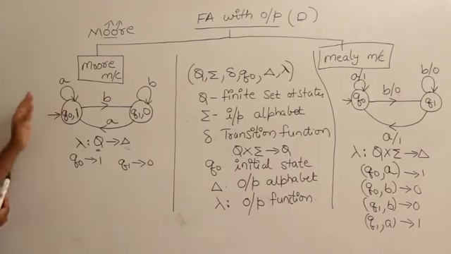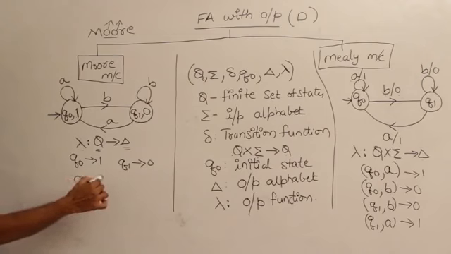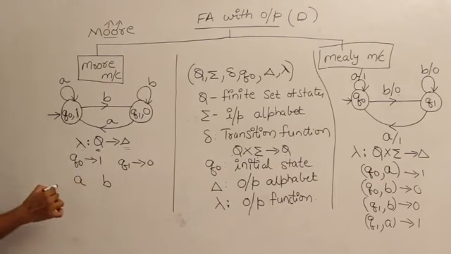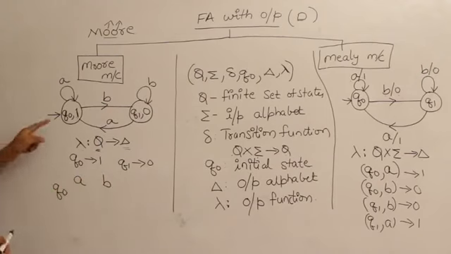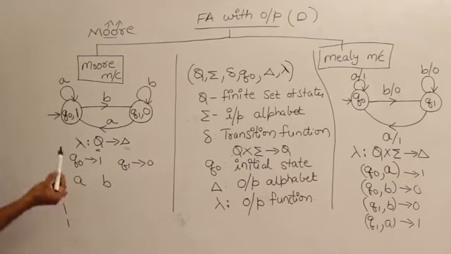Let us say this is the finite automata, and I don't know what it is doing exactly, but this is just an example. So this is the Moore machine. On this Moore machine, what happens if I give an input AB? Initially I'll be in state Q0. Whenever I am in state Q0, the output associated is 1. Therefore 1 will get printed.